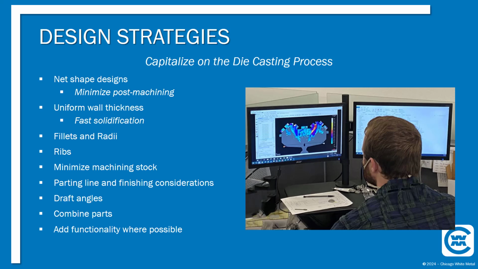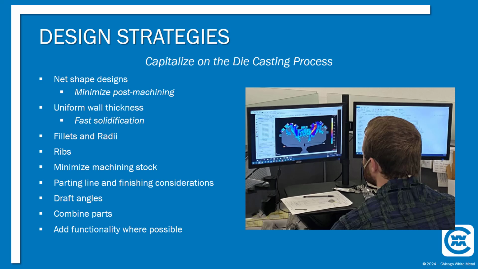So now let's look at some design strategies. We work with our customers every day to try to help them get their product into the most optimum range for a high pressure die casting. And this is a very interactive process. We go back and forth and we try to understand what the customer needs, what the application is, how we can help design a die casting that really gets the most bang for your buck when going through this process. So we're going to look at some examples.